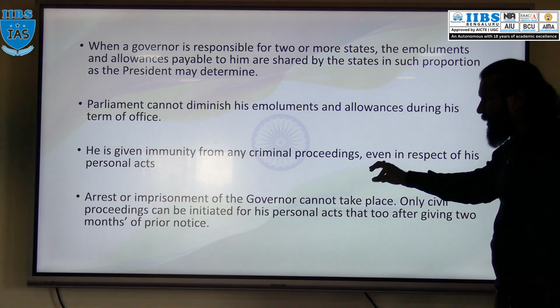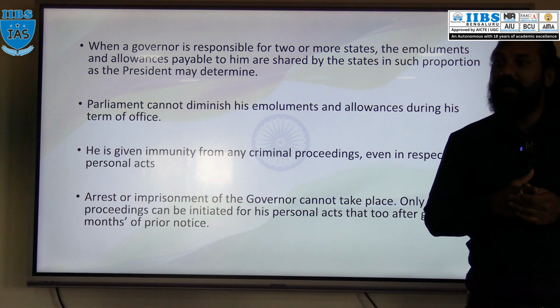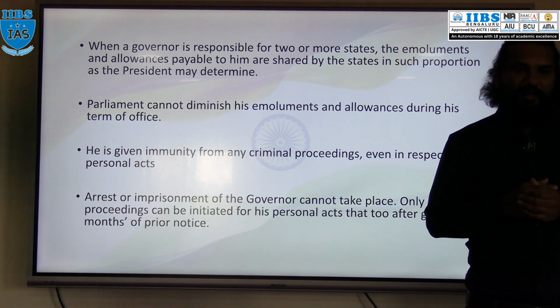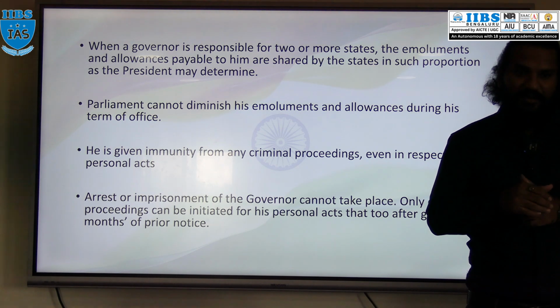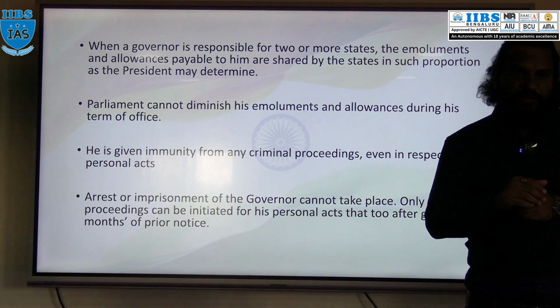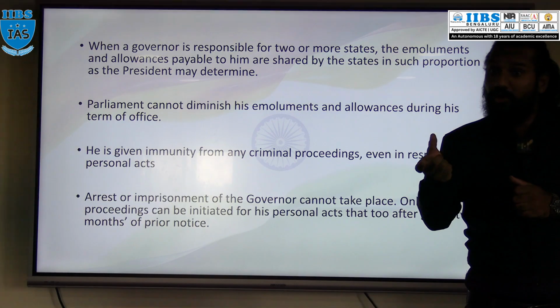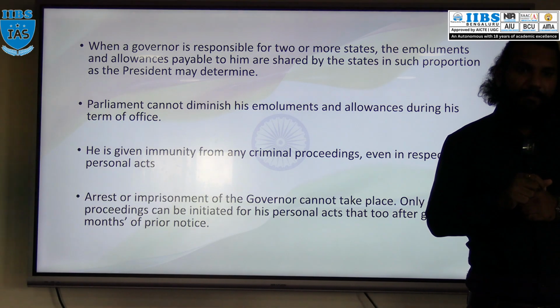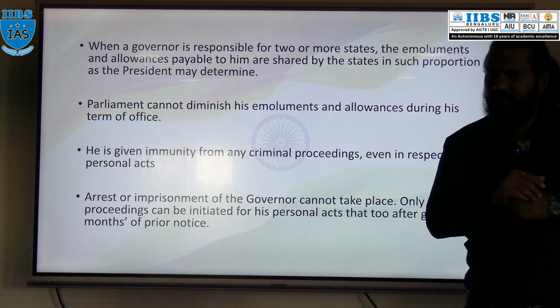Okay. And the governor is also immune from criminal proceedings. In President we discussed, Article 14 also we discussed, that Article 361 is an exception for President and Governor. No court can issue direction to the Governor and President to perform their duty. Right? No criminal proceedings can be filed against the President or Governor during their tenure. Once the tenure is over, a case can be filed.